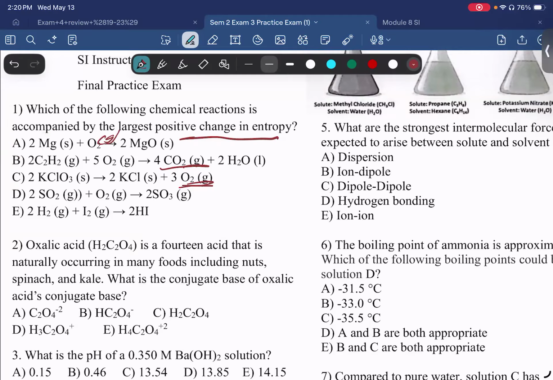From B, we have 5 moles of gas on the left and 4 moles of gas on the right. So that's also not super great. C, we have solid forming 3 moles of gas. So that's pretty high entropy change. D, you're going from 3 moles of gas to 2 moles of gas. So it's not that high. And then the last one, you have 3 moles of gas also forming 3 moles of gas. I really forgot to put a lot of these states of matter, but the answer choice in this case would be C.